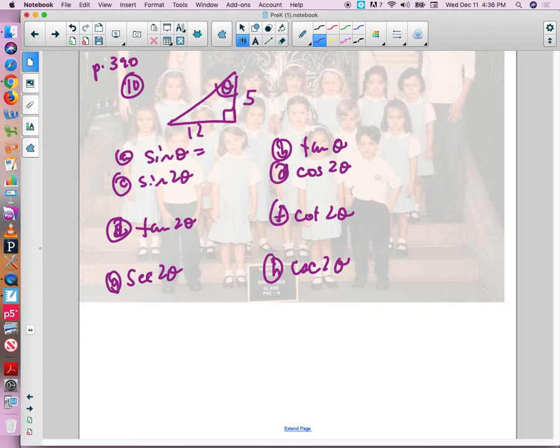All right, so obviously sine of theta. Oh, this is a 5, 12, 13 triangle. So sine would be 12 thirteenths. Tangent would be opposite over hypotenuse.